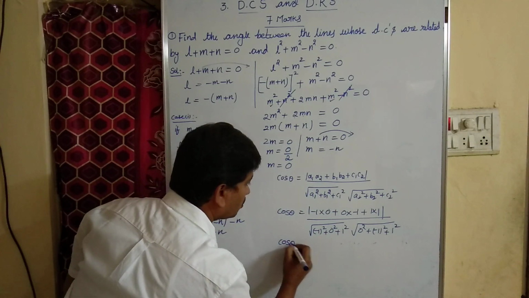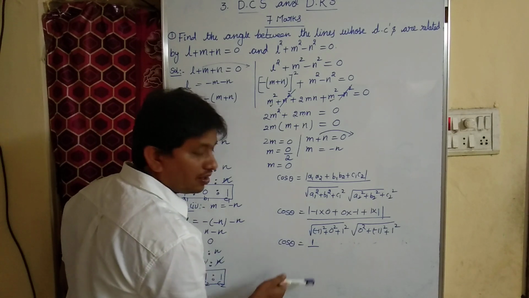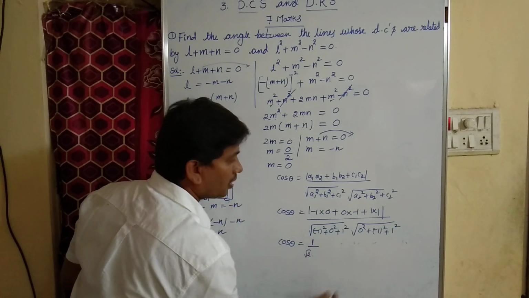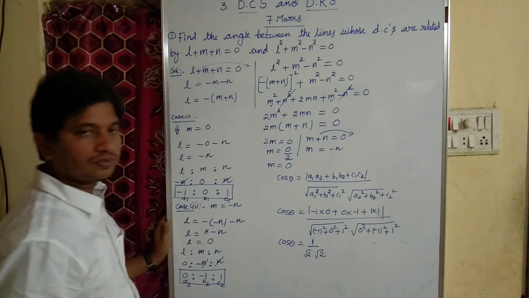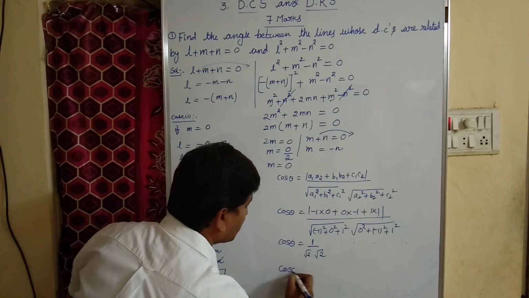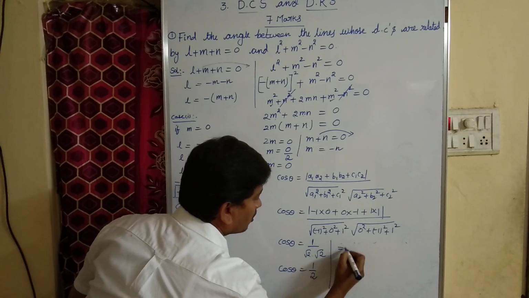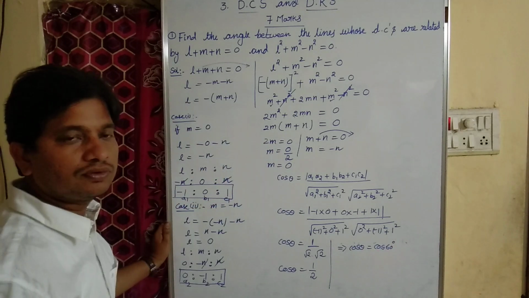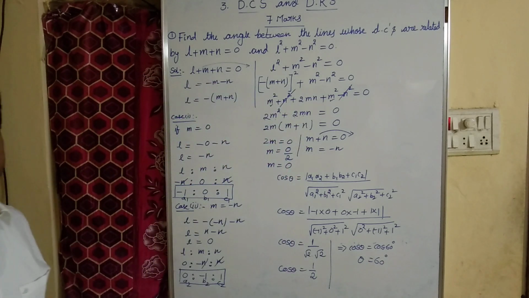So cos theta equal to 1 divided by root over 1 square plus 1 square, so 1 plus 1 which is equal to root 2. Again here 1 square plus 1 square, root 2 into root 2, as we know that root 2 into root 2 is equal to 2 only. So cos theta equal to 1 by 2. So cos theta equal to cos which value is 1 by 2? As we know that cos 60 value is 1 by 2. So therefore theta equal to how many degrees children? Theta equal to 60 degrees.